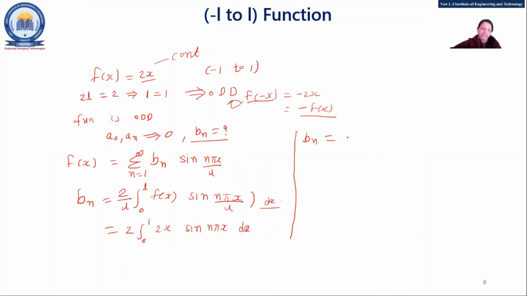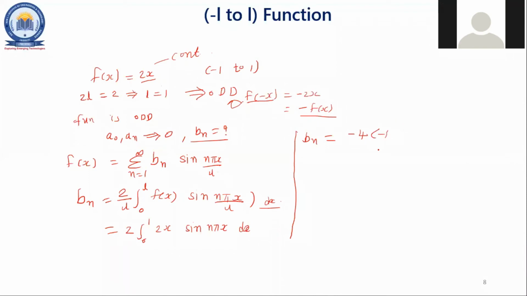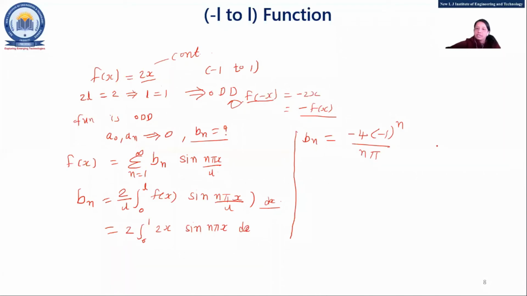Yeah, Neil. Bn. Yes, Neil, you have muted yourself. Okay, unmute now. Yes, ma'am. Bn is minus 4 into minus 1 raised to n upon n pi. Okay, fine. Is it the correct one? Okay, minus 4. Mostly all are getting this, right?